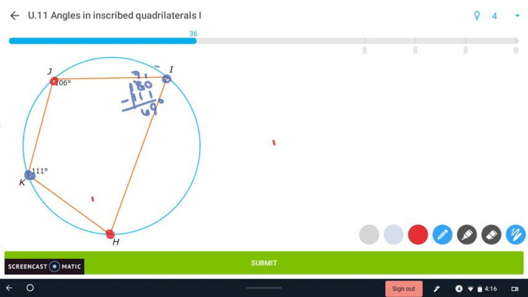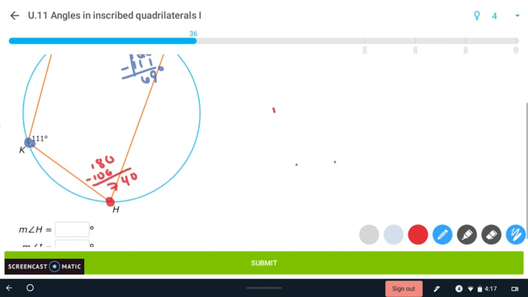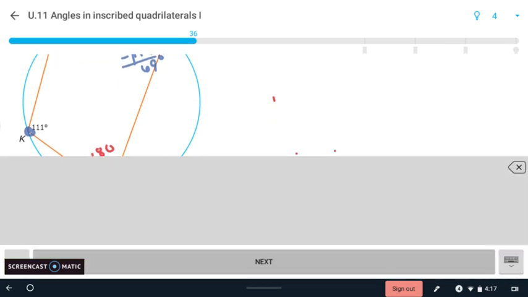Then over here, 180 minus 106 will give us our second answer. 180 minus 100 is 80, 80 minus 6 is 74 degrees. So the measure of angle I is 69 degrees. The measure of angle H is 74 degrees. So 74 and 69.